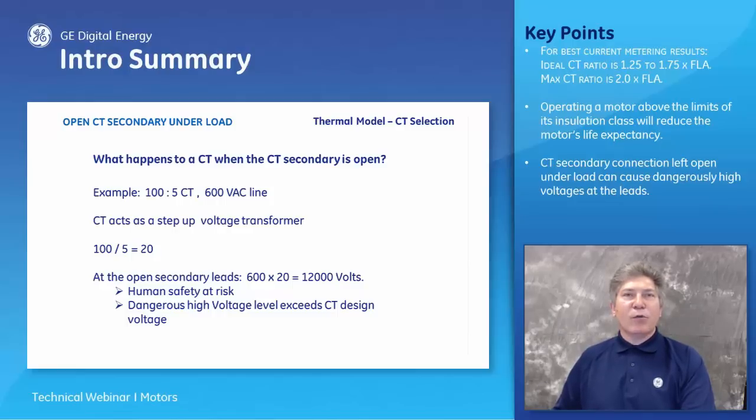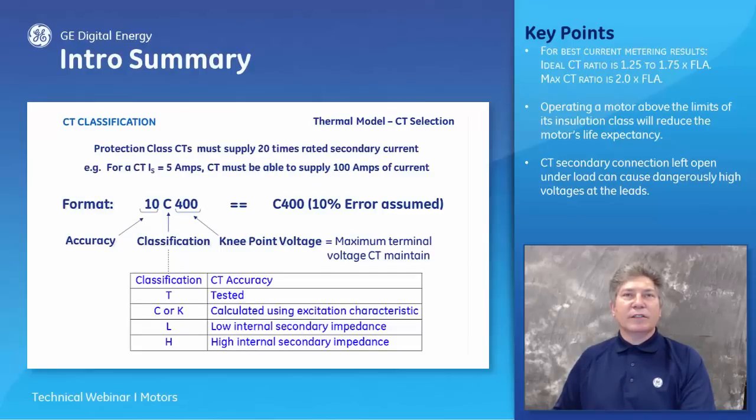A 10C400 current transformer indicates the maximum secondary terminal voltage that the CT can supply is 400 volts. In protective relaying, when the ratio error of the CT is 10%, it is common for the first number to be omitted. For example, the 10C400 is commonly specified as C400. Therefore, any secondary terminal voltage lower than 400 volts will result in the CT operating with an error limited to 10% at any current between 1 to 20 times the rated current.